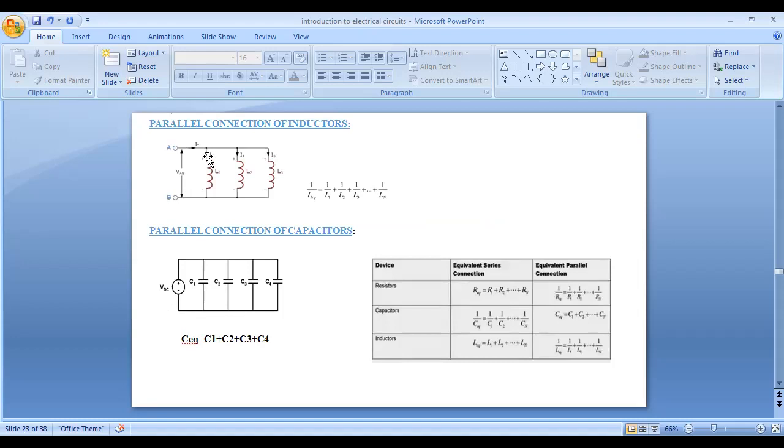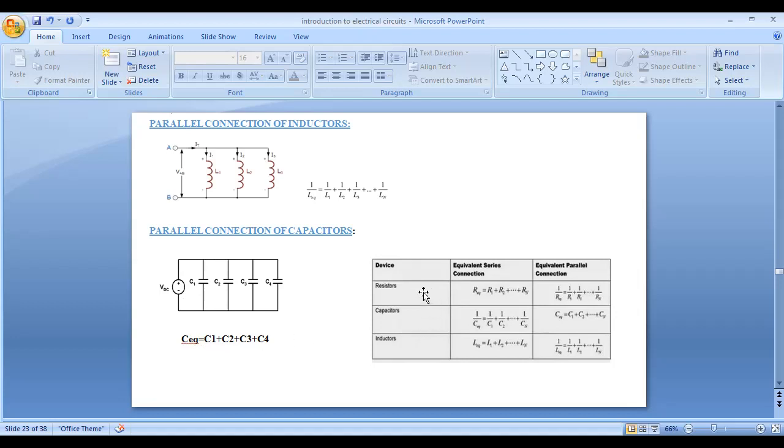In the case of inductors, if three inductors are connected in parallel, then the equivalent inductance is 1 by L equivalent is equal to 1 by L1 plus 1 by L2 plus 1 by L3. Similarly, in the case of capacitors, here in the circuit we have four capacitors connected in parallel. So the total capacitance is C equivalent is equal to C1 plus C2 plus C3 plus C4.